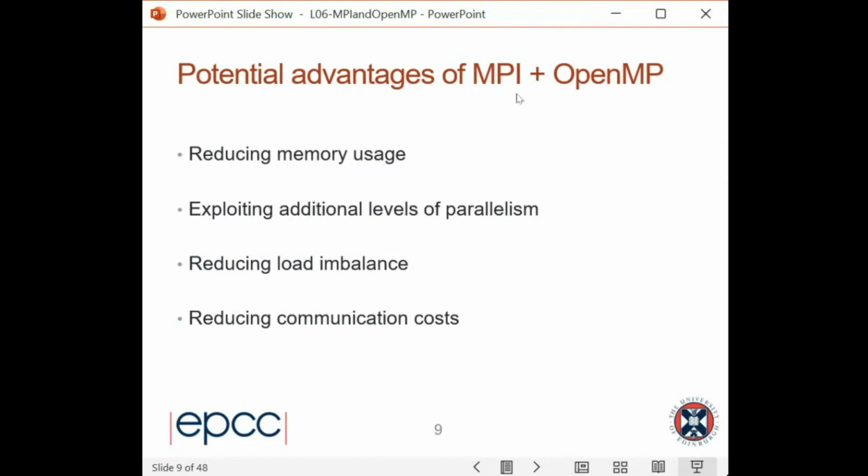So the potential advantages of MPI plus OpenMP are reducing memory usage, and that's quite a big one. A lot of people do it for that, quite irrespective of performance. Exploiting additional levels of parallelism, reducing load imbalance, or reducing the communications cost. And we'll cover those in turn.